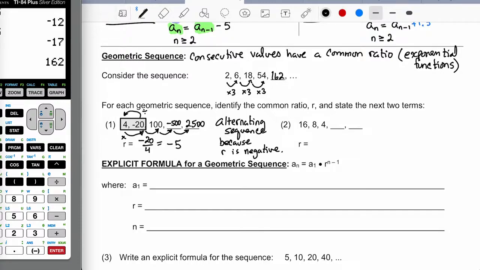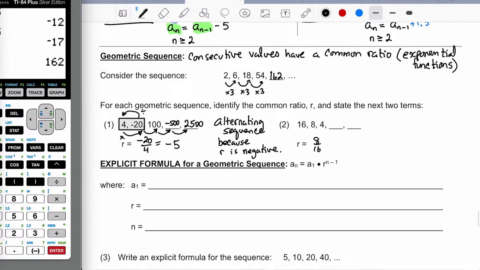So same idea for number 2. I'm going to take that 8 and divide it by 16. Same idea, going backwards to go forwards. So 8 divided by 16 is 1/2. That's my common ratio. So I'm multiplying by 1/2 every step of the way. 4 times 1/2 is 2. 2 times 1/2 is 1.